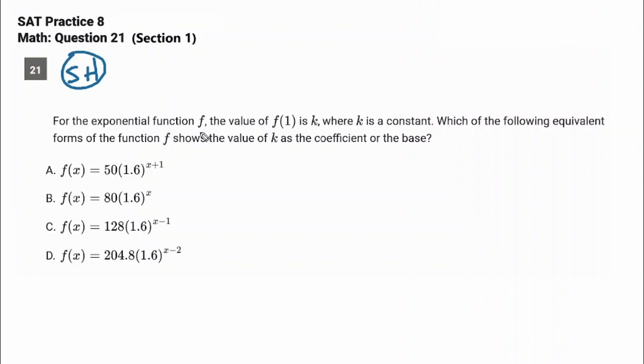For the exponential function f, the value of f of 1 is k. K is a constant. Which of the following equivalent forms of the function f shows the value of k as the coefficient or the base?